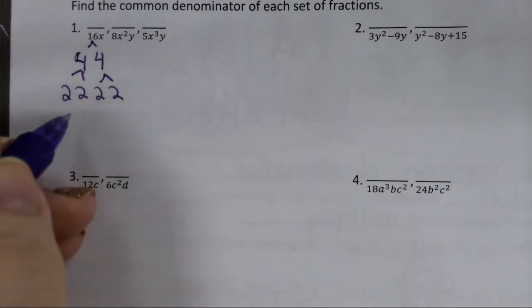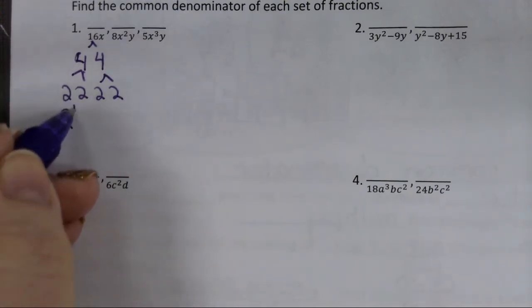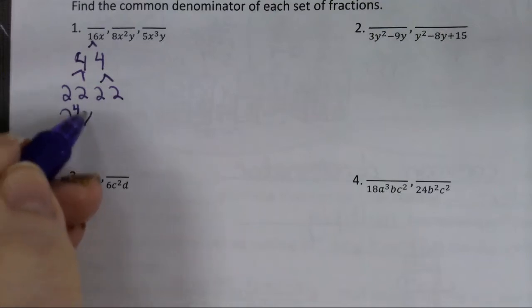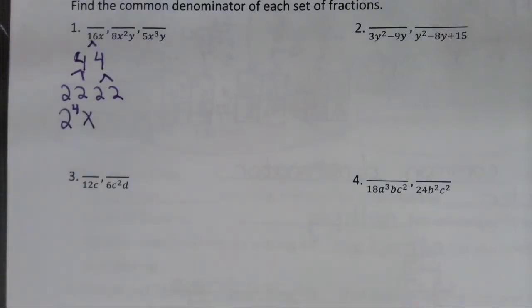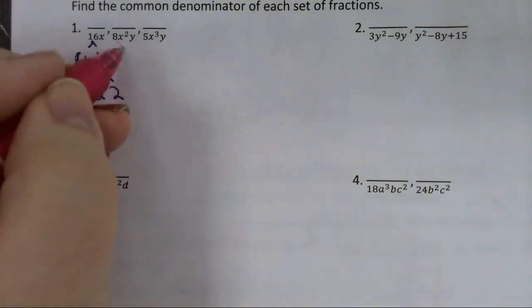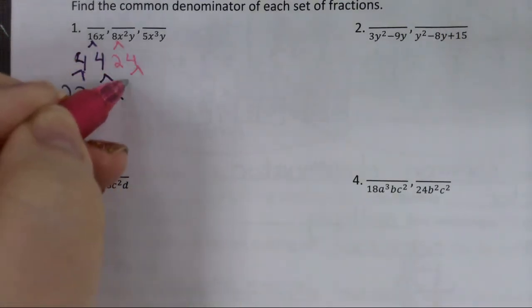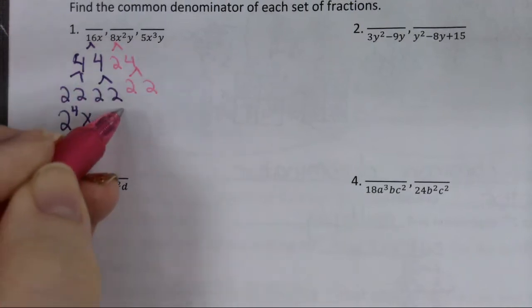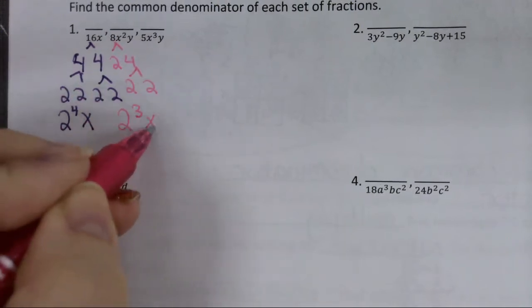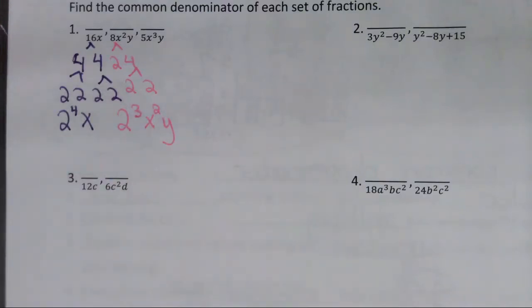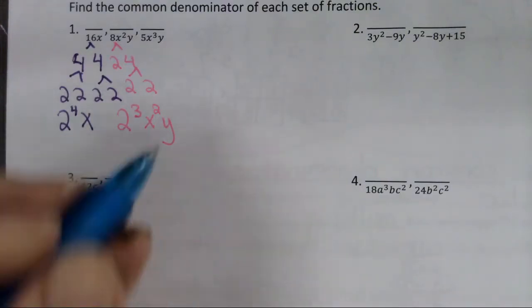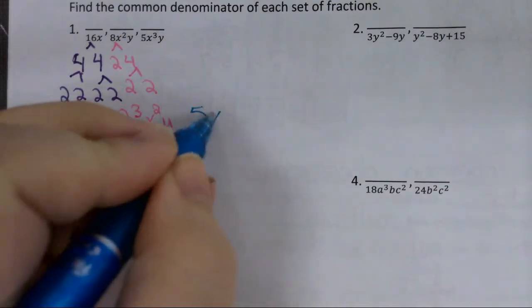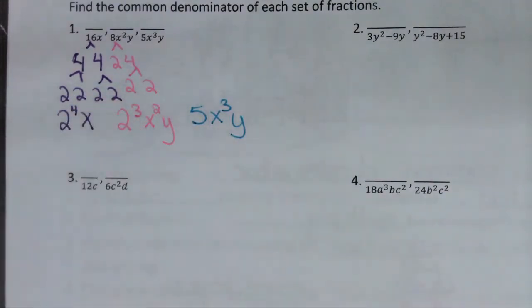So 16 can be rewritten as 2 to the 4th power. And then the variables just get written behind. For the 8x squared y, 8 can be rewritten as 2 and 4, and then 4 is 2 and 2. So 8 is 2 to the 3rd power, and there's an x squared y behind it. And lucky for us, 5 is already a prime number, so I don't have to do a factor tree. And there's my prime factorization of my denominators.